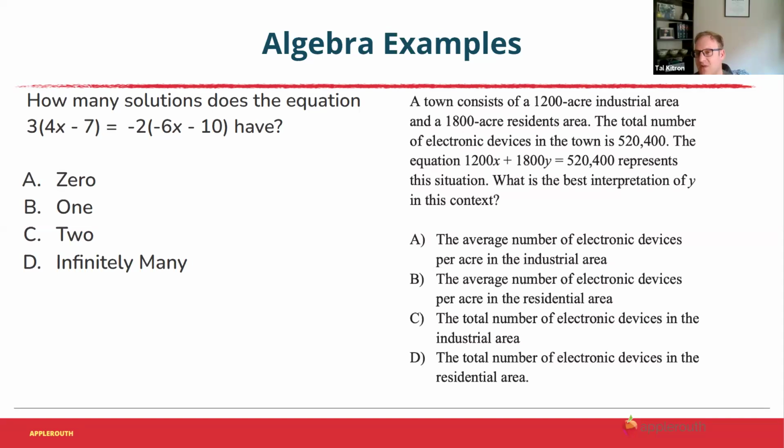So you'd have to just look, does that relate to the 1,200 acre industrial? No, it relates to 1,800 acre residence. And then we'd have to pick between B and D with a little bit of just plugging in and logic. We'll come back to this if we have time.